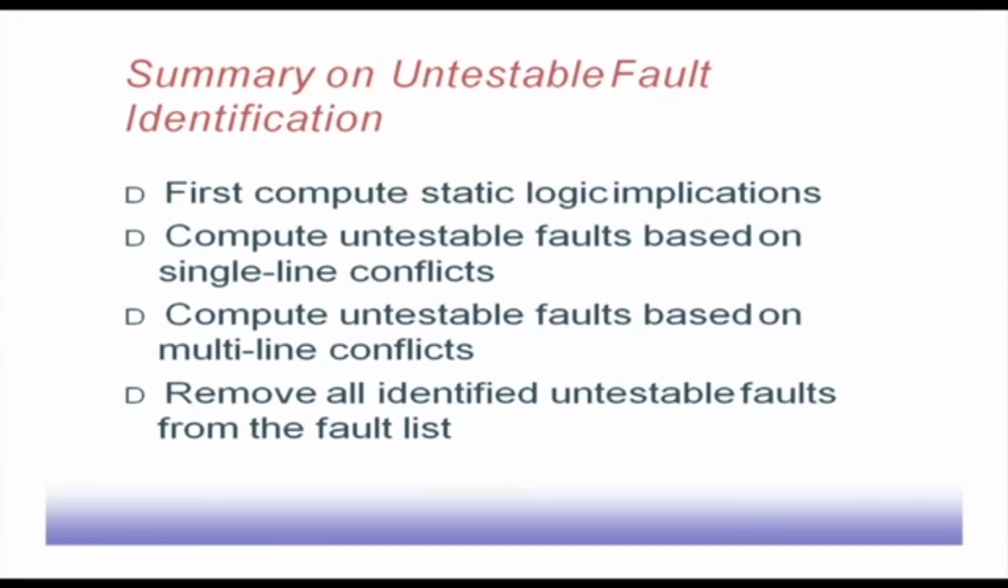To summarize this untestable fault identification part, first we compute static logic implications. That is the first step. Then we compute untestable faults based on single line conflicts. Then we compute untestable faults based on multi-line conflicts, and then we remove all identified untestable faults from the list. So, by doing these first 3 steps, we could find the set of untestable faults.